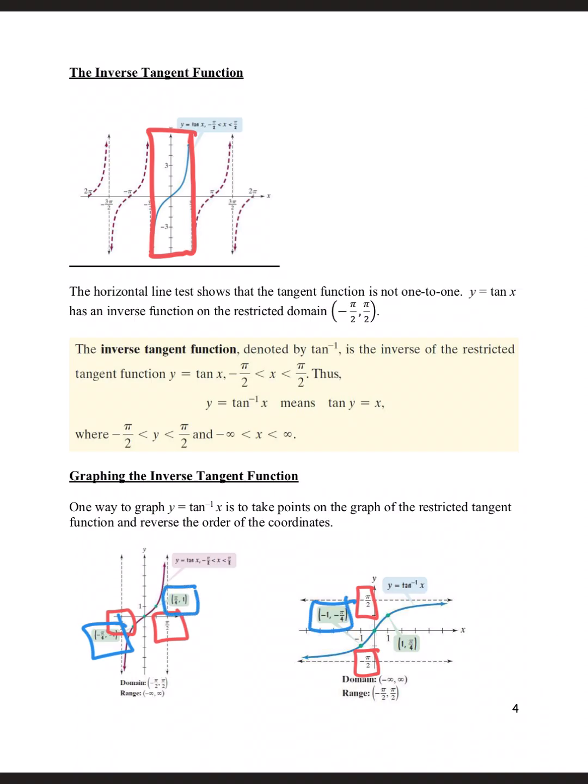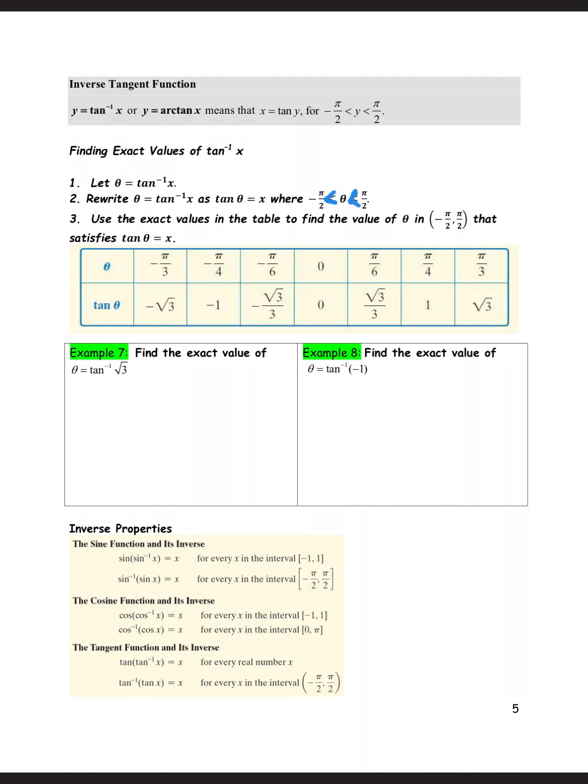And pi over 4, 1 becomes 1, pi over 4. And the point 0, 0 is still 0, 0. Once again, the domain and range also interchange. So to find the exact value, we're going to say that theta equals the inverse tan of x. Rewrite it as tan of theta equals x, where theta is between negative pi over 2 and pi over 2. And then we use the exact value in the table or the unit circle.